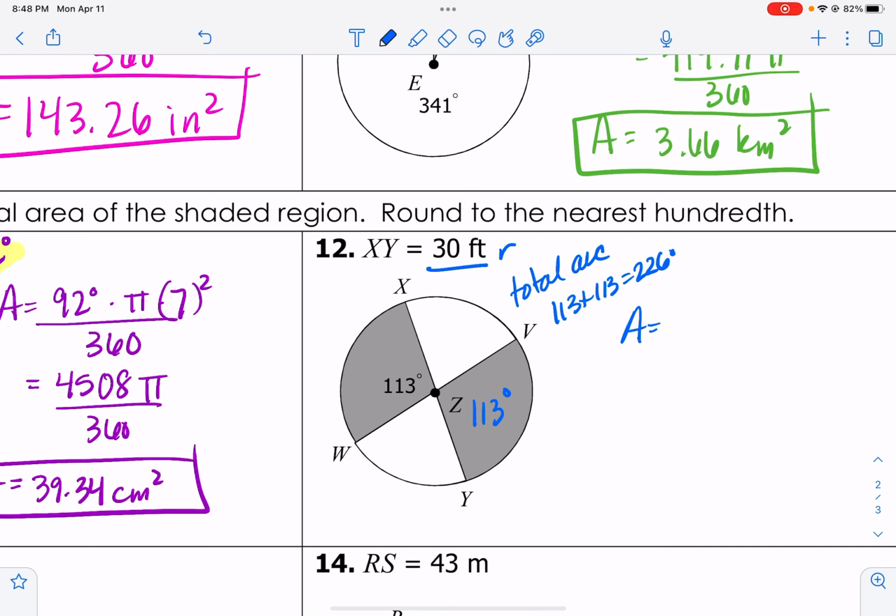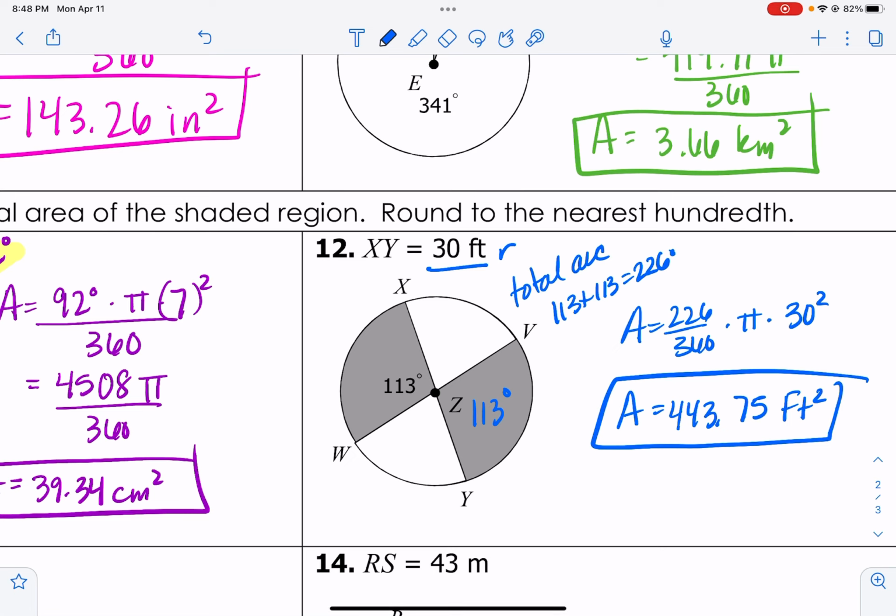So my area is 226 degrees out of 360 times pi times my radius, which is 30 squared. I can put that all in the calculator just like that using the fraction key and skip that second step that I've been writing to get that my area is 443.75 feet squared.